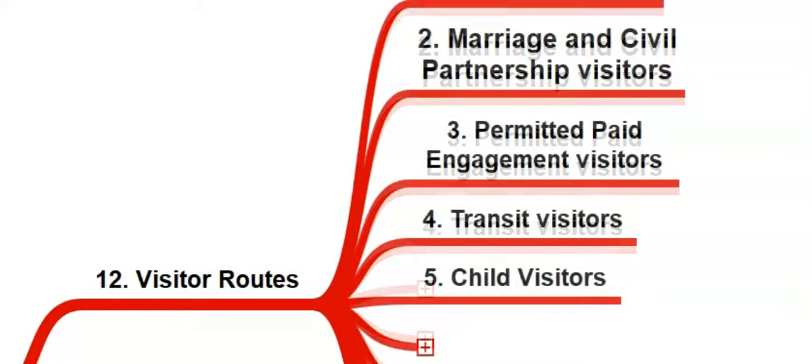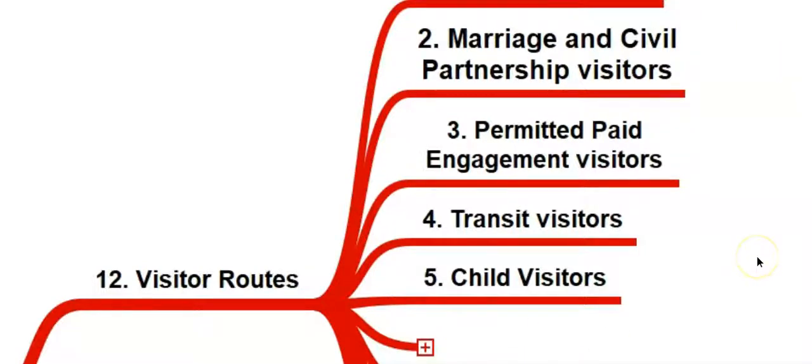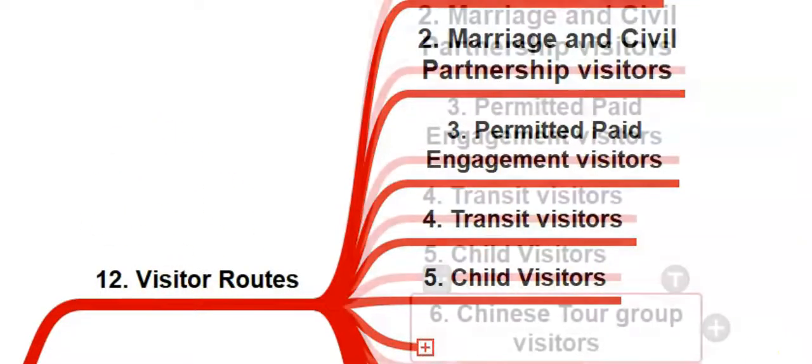And then we have child visitors. There are special rules which apply to children who are under the age of 18. So if a person is under the age of 18 and they would like to travel to the UK, special rules apply, and they will need to apply for a child's visit as opposed to the visitor route.